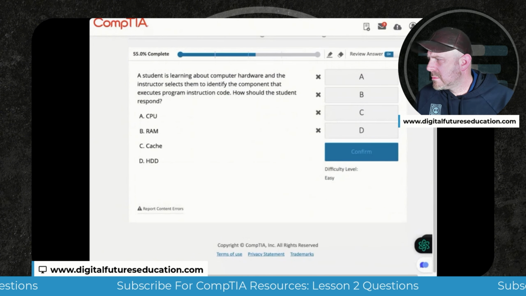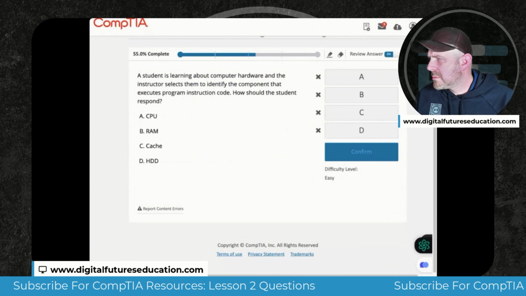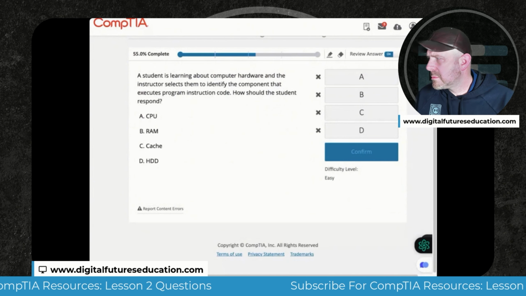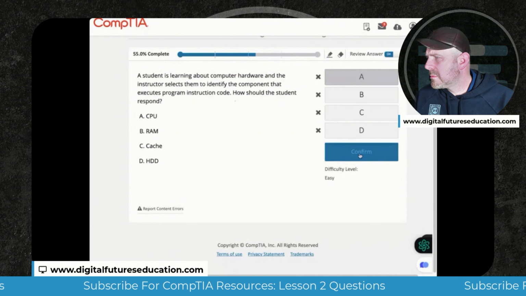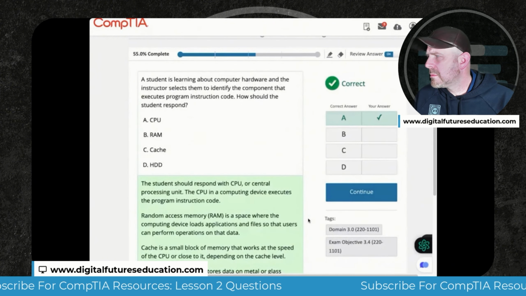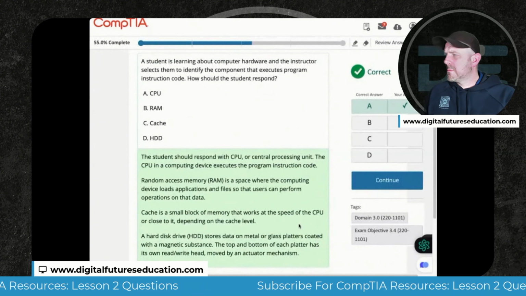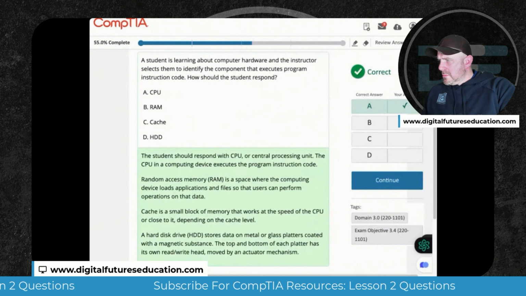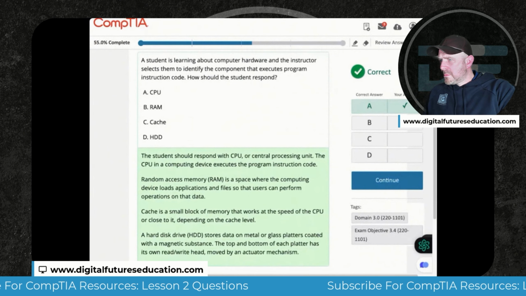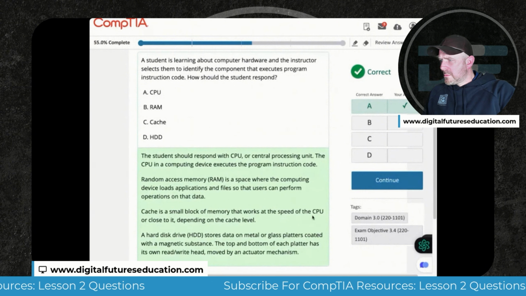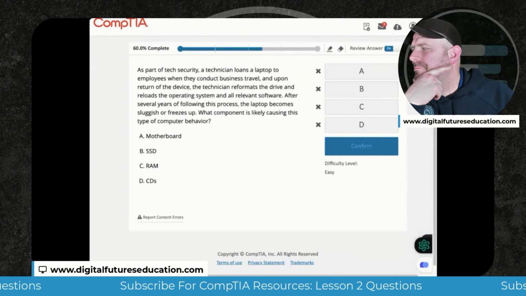A student is learning about computer hardware and the instructor selects them to identify the component that executes program instruction code. How should the student respond? All right. A, it is CPU. They should respond with CPU or central processing unit. The CPU in a computing device executes the program instruction code. I just want to get us through as many of these as we can.